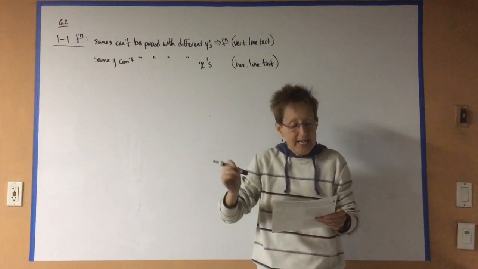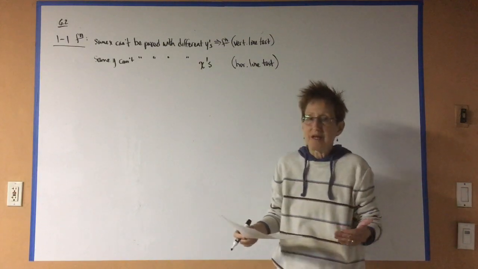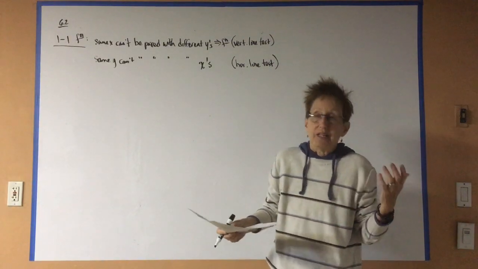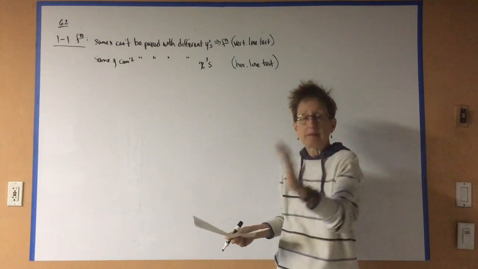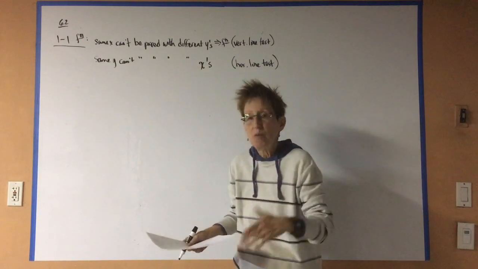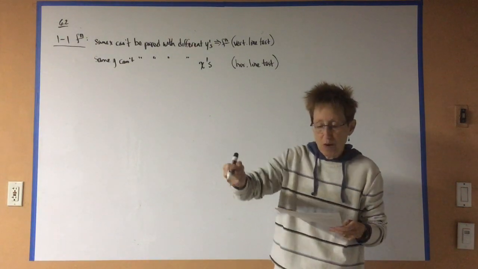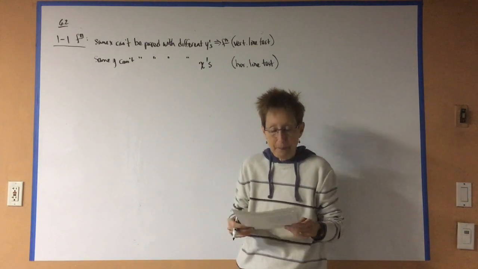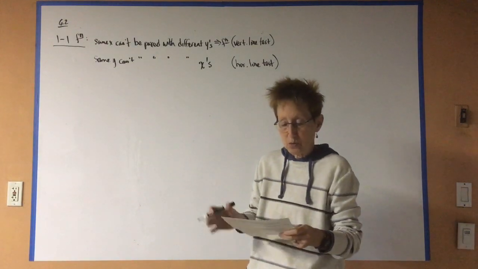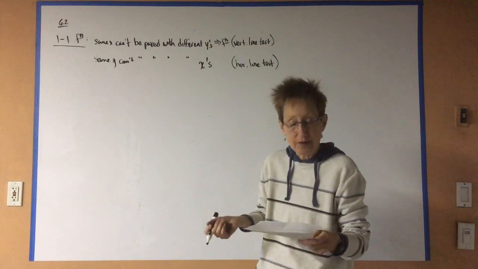So to have a function, same x can't be paired with different y's only. To have a one-to-one function, it has to go both ways. Same x can't be paired with different y's, and the same y cannot be paired with different x's. So they each have one and only one x or y value to go with them. It goes in both directions. So the next two questions are, can you tell if these functions are one-to-one or not?